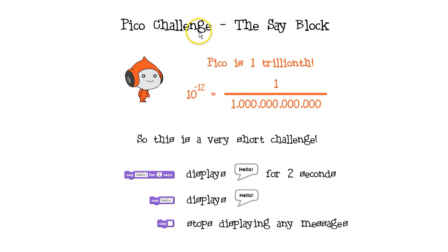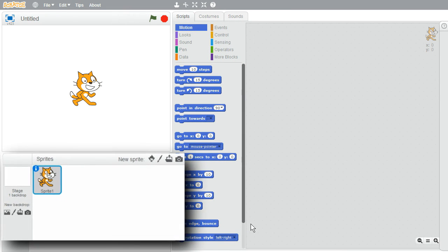This is a Pico challenge, and this is Pico. A Pico is 1/1,000,000,000,000th. That's 10 to the negative 12. 12 zeros. A Pico is a very small number, so this will be a very short challenge. I've already used the say command block with a time limit to display a message for only a few seconds. The say command block without a time limit will not stop displaying its message, but an empty say command block will stop displaying any messages. I'll go to Scratch and show this now.